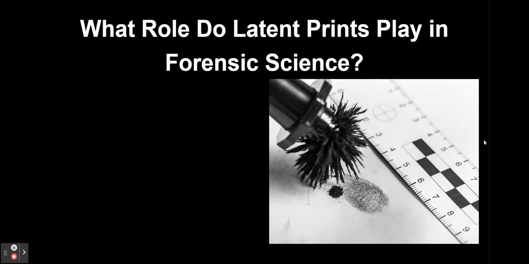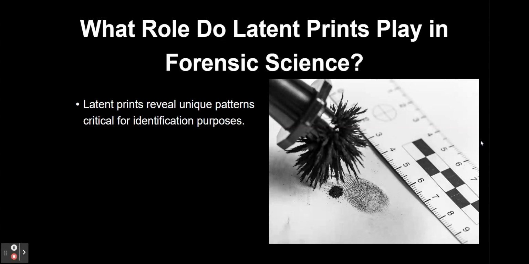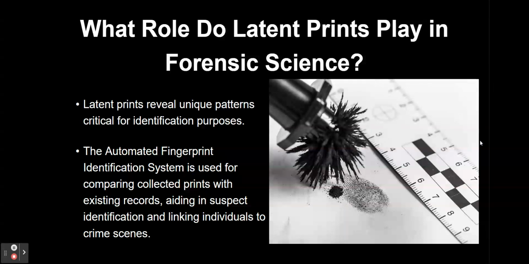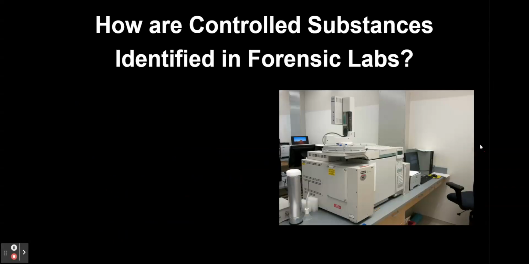Okay, I didn't mention this on a previous slide, but obviously forensic laboratories are also going to analyze fingerprints. So latent prints reveal unique patterns for identification purposes. And the automated fingerprint identification system is what's used for comparing collected prints with existing records. And this again aids in identifying a suspect and linking individuals to crime scenes.